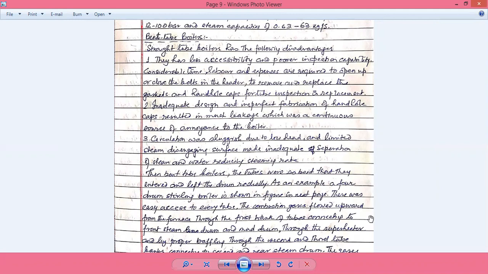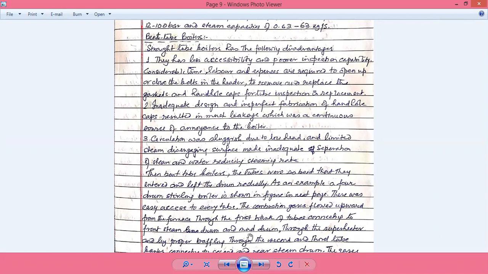The circulation was sluggish due to low head, and limited steam disengaging surface made for inadequate separation of steam and water, reducing the steaming capacity itself. Then came the bent tube boiler. The tubes were so bent that they entered and left the drum radially. As an example of a bent tube boiler, a 4-drum Stirling boiler is shown in the figure.